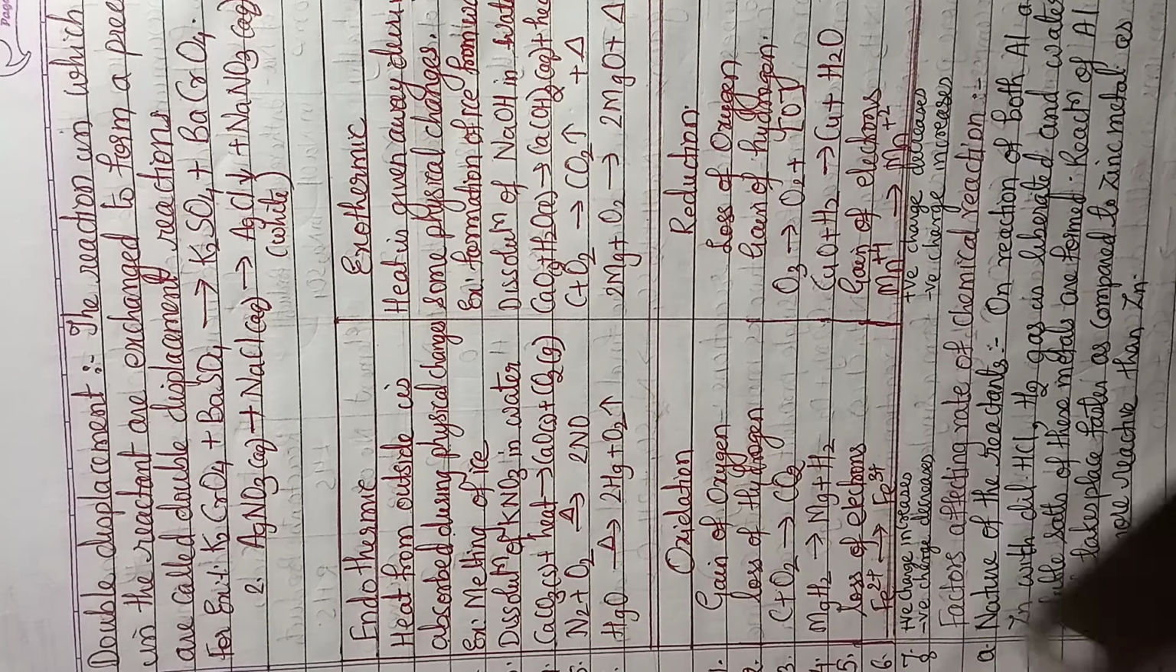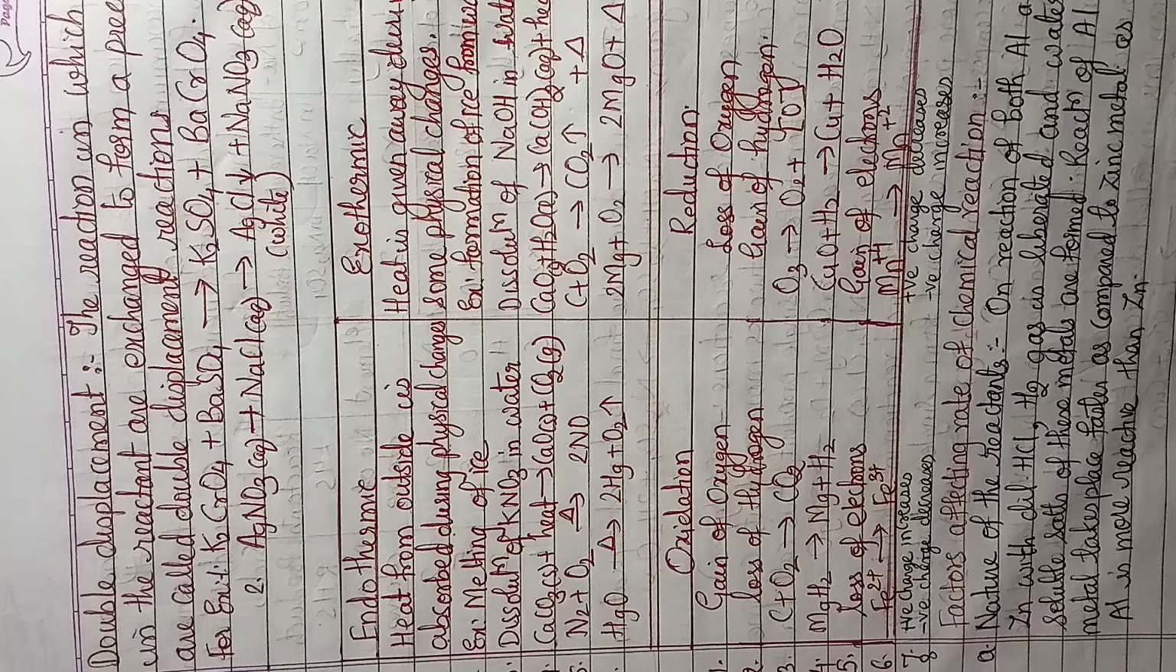Now another type of reaction is oxidation and reduction reaction. Oxidation implies gain of oxygen. So if in any reaction there is gain of oxygen, we call it oxidation. Whereas if there is loss of oxygen, we call it reduction. Vice versa, if there is loss of hydrogen, we call it oxidation. If there is gain of hydrogen, we call it reduction. If these things are in mind, then it becomes very easy to identify oxidation reaction and reduction reaction.